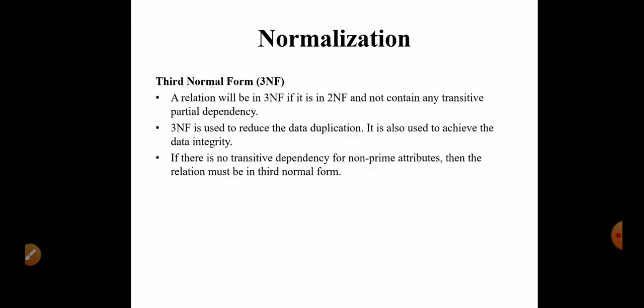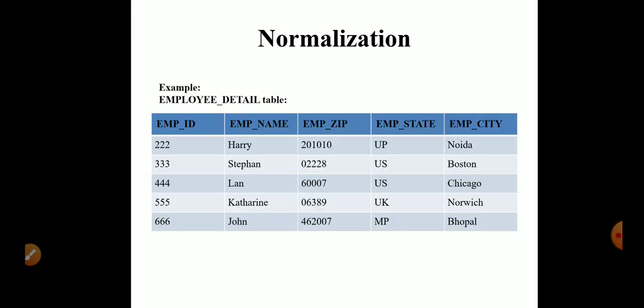Next one is 3NF, third normal form. A relation will be in 3NF if it is in 2NF and does not contain any transitive dependency. 3NF is used to reduce the data duplication. It is also used to achieve data integrity. Let's see with an example table, the employee table.